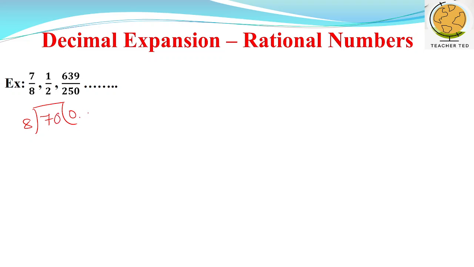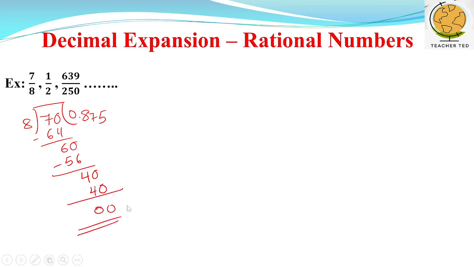So you'll get 8 eights are 64, and 6. If you subtract this, put 0 here. 8 sevens are 56, and 4 here, again 0. 8 fives are 40. So if it goes on like this, the remainder becomes 0. Then this kind of expansions are called terminating expansions.